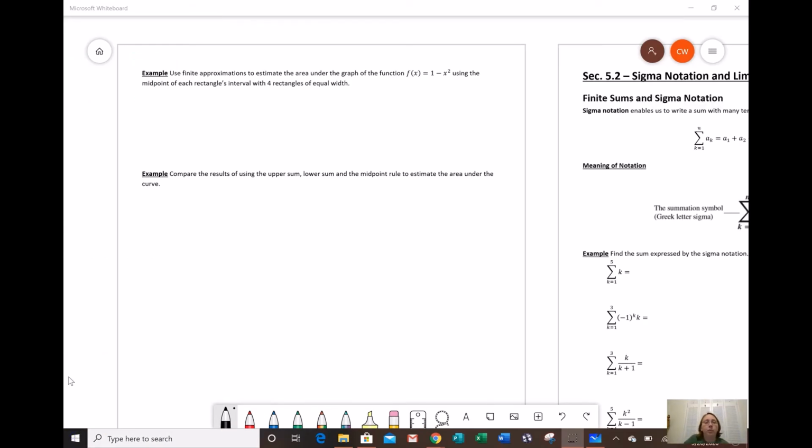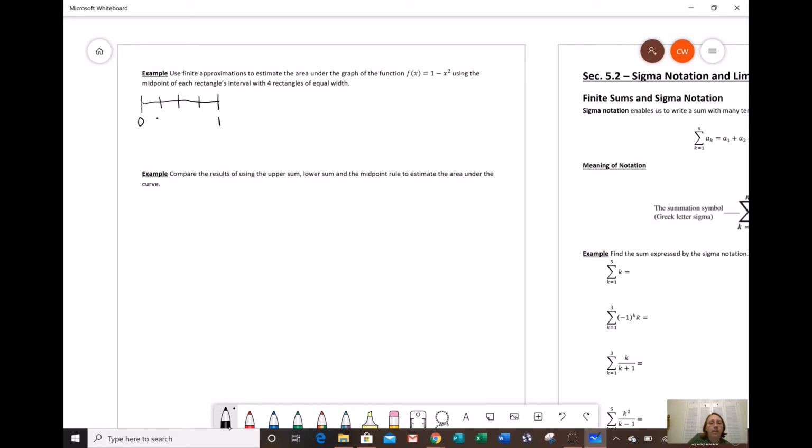Alright, so now we're going to use finite approximations to estimate the area under the graph of the function using the midpoint of each rectangle's interval with 4 rectangles of equal width. Alright, so the midpoint, we also saw the picture for this on the other screen. It's on my other screen, so I actually can't go to it, but you guys have it in your notes, I hope. So midpoint, again, we're going from 0 to 1. We're going to break it up into the 4 subintervals.